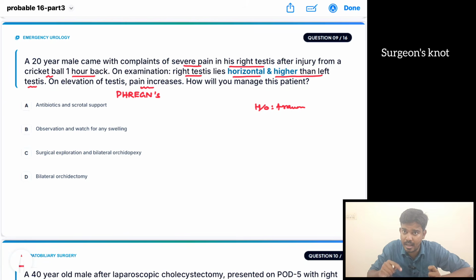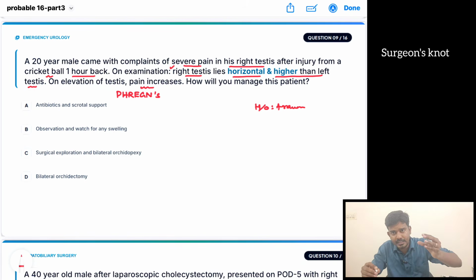That is the management for epididymo-orchitis. This is what the Prehn sign is used for. When the scrotum is lifted and the pain settles, that is suggestive of epididymo-orchitis. If pain is not settled or pain increased, it is suggestive of testicular torsion. Okay, that is one point. Also the right testis lies horizontal and higher than the left testis.